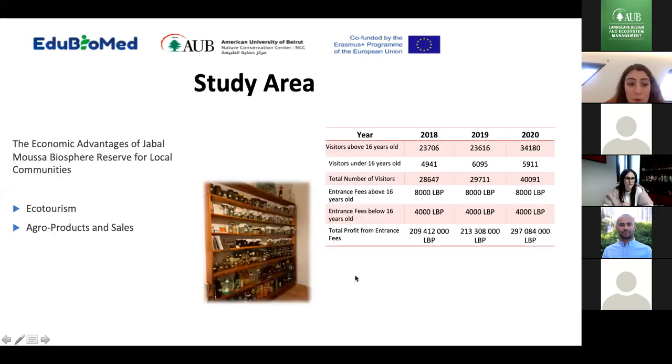If we look at the different economic advantages of Jabal Moussa, we can see that for the locals as well as others, the main focus is on ecotourism and agro products and sales. If we look at the table on the right, we can see that ecotourism has been flourishing immensely since 2018. People are really loving and enjoying hiking over there. And the locals are benefiting from their products, either selling them locally or beyond.